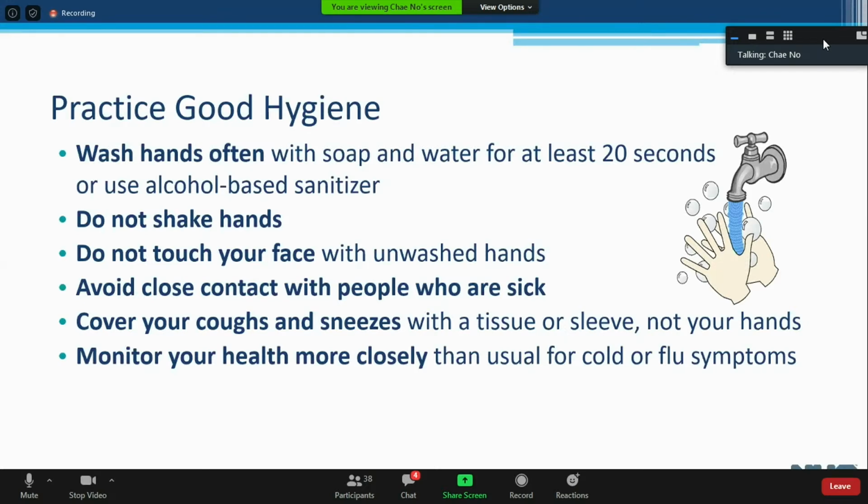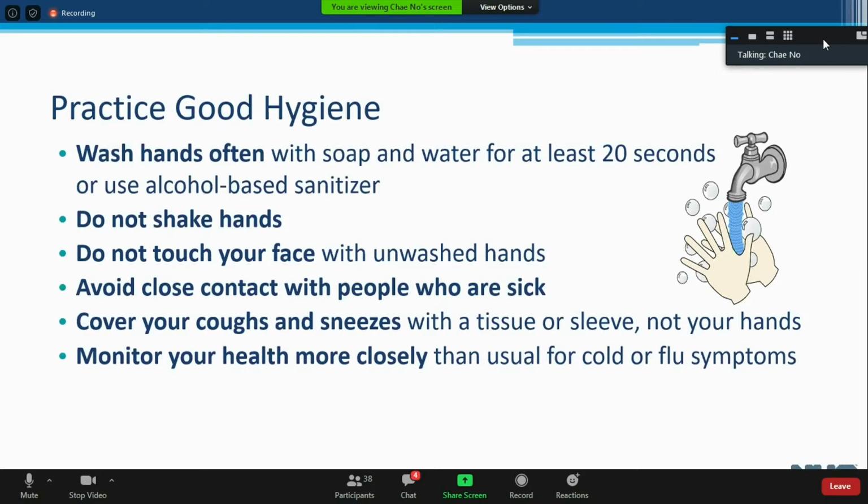Don't shake hands. Do not touch your face with unwashed hands. Avoid close contact with people who are sick. Cover your coughs and sneezes with a tissue or sleeve, not with your hands. Don't go like this, sneeze into your sleeve. And monitor your health more closely than usual for cold or flu symptoms.